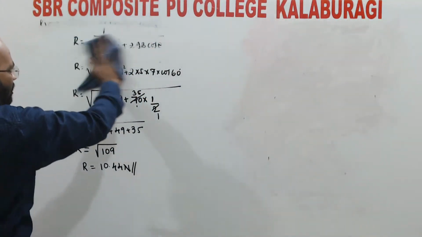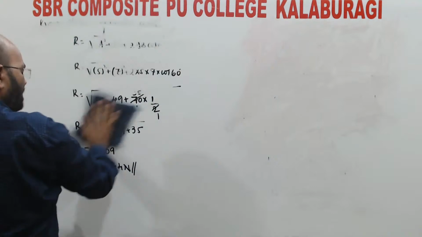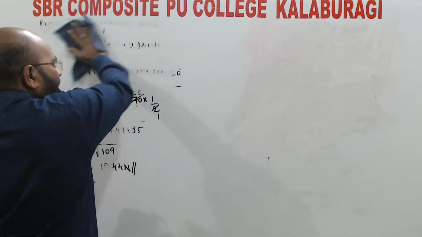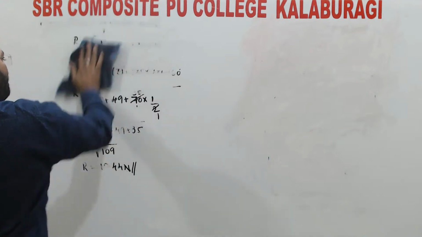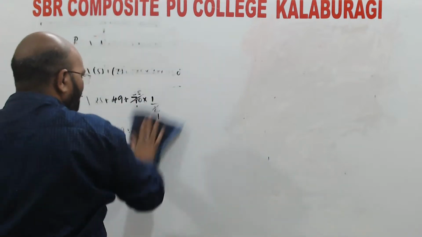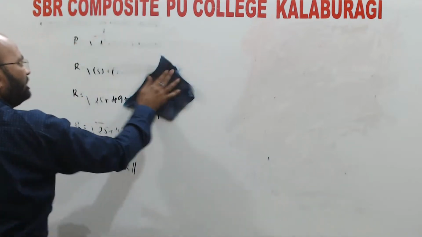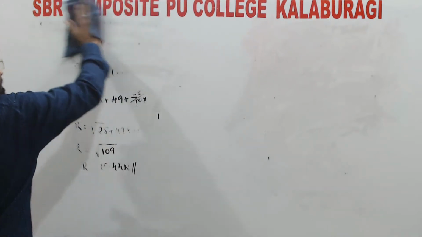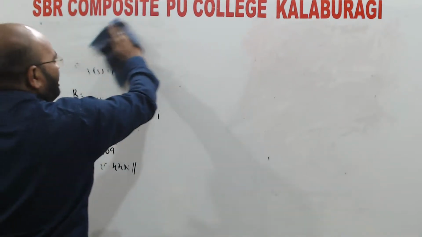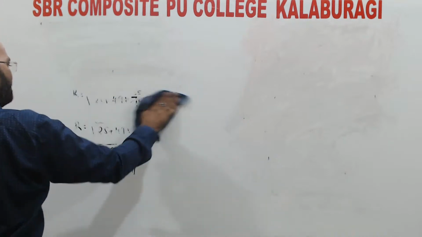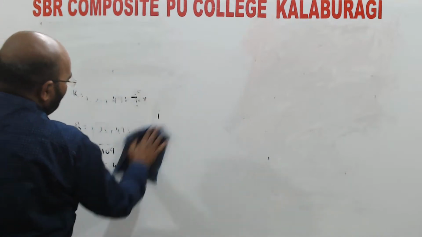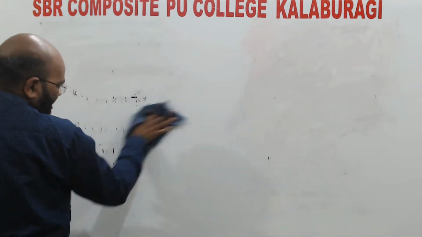We are using the same formula once again. There is no change. You remember the same formula. The resultant R is equal to the square root of A square plus B square plus 2AB cos theta. That formula you remember. And for the direction, we use tan alpha is equal to B sine theta divided by A plus B cos theta.